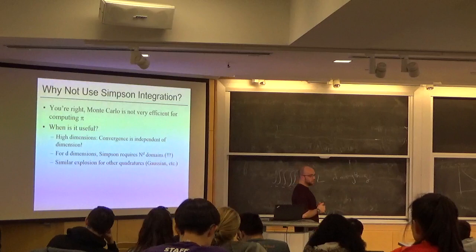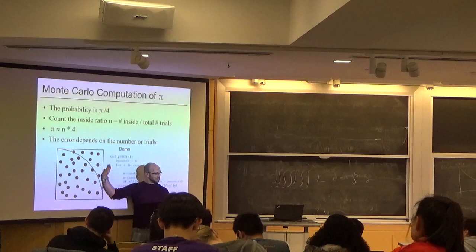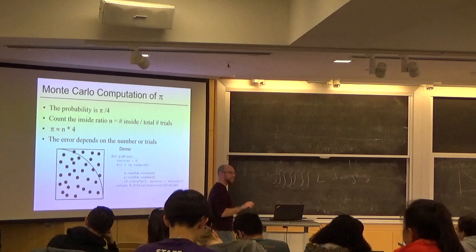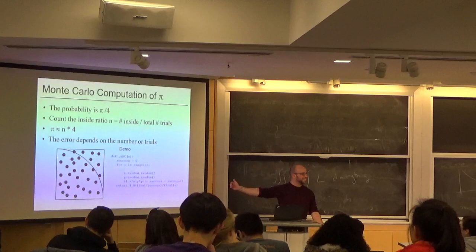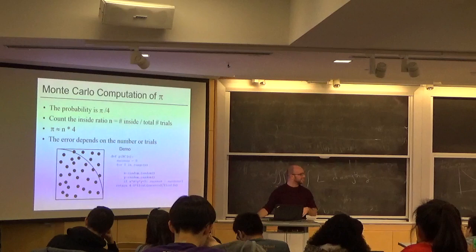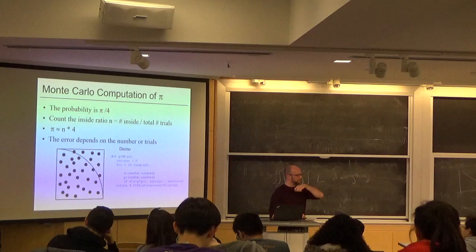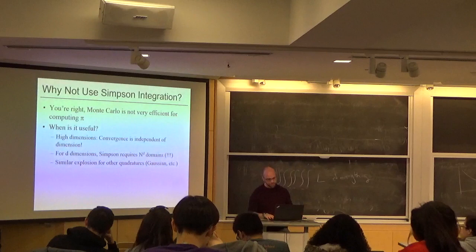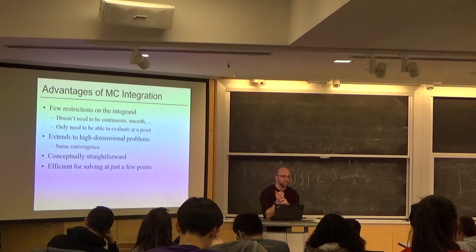You could ask, if I wanted to compute pi a different way, I could put a grid here and count how many grid points end up inside and outside. That's perfectly fine. But think about what happens if I wanted to compute the volume of a 50-dimensional sphere. Then I would need a grid that's n by n by n, 50 times, to do that kind of quadrature. Whereas here I could just draw some random samples and have some control of the accuracy. That's really the advantage: Monte Carlo integration has way fewer restrictions on the domain of integration.